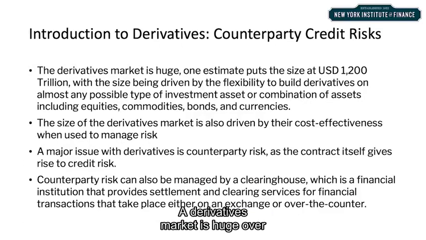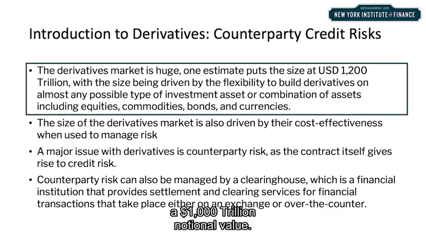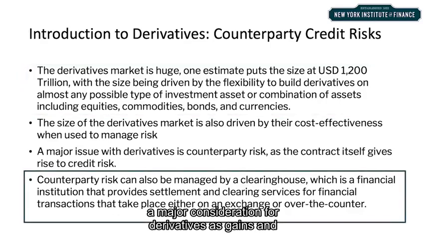The derivatives market is huge, over $1,000 trillion in notional value. The market isn't this big because there's lots of speculators out there wanting to gamble using the levers provided by derivatives. It's that big because derivatives have unique features that allow hedgers to eliminate or limit risk in a precise and cost-efficient manner. Counterparty risk can be a major consideration for derivatives as gains and losses in a derivative contract are not paid out immediately by counterparties.